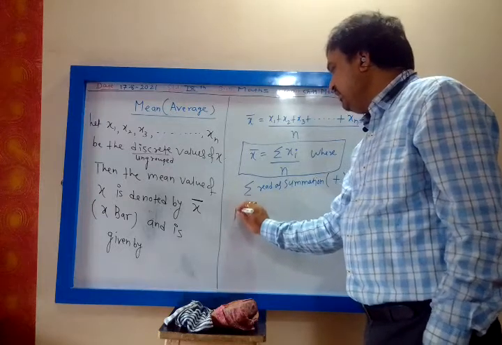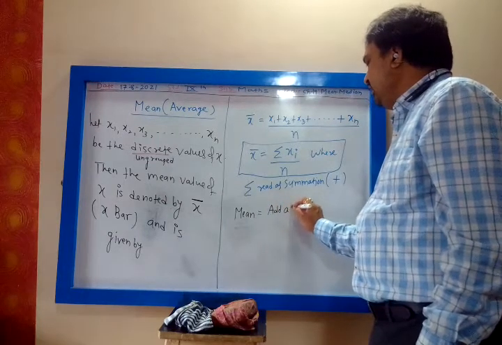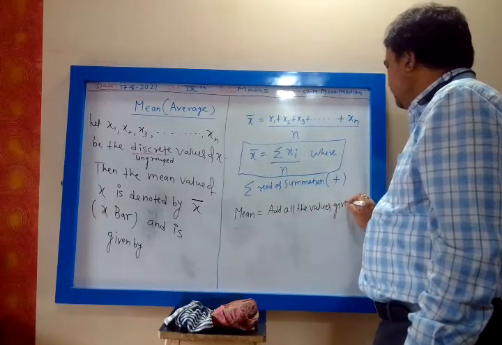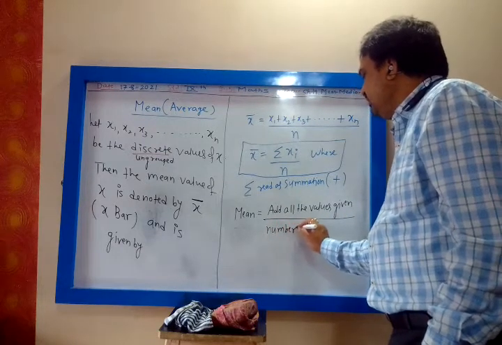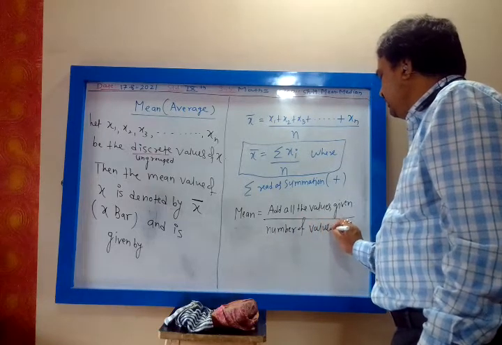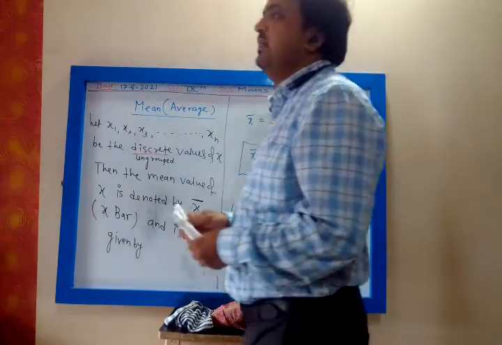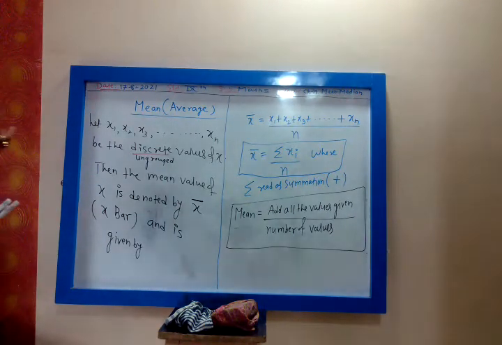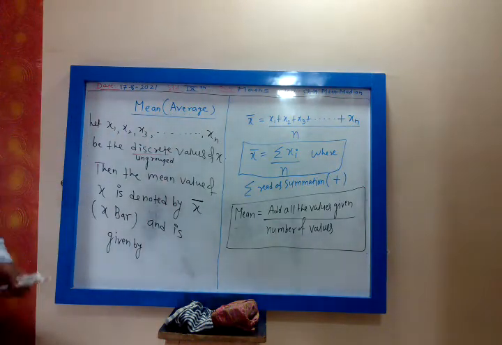So finally we write: mean value is add all the values given, then divide this total by the number of values given. How many values are given? You can count: 1, 2, 3, 4, 5, 6. Divide the total by the total number of values given. You will get mean x bar. Is it clear?